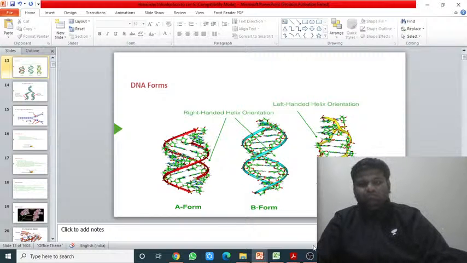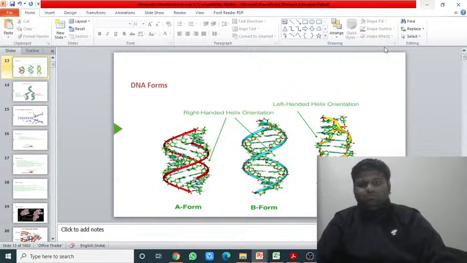And then there is right-handed helix orientation and left-handed helix orientation. So there are the A form and B form, which are in the right-handed helix orientation, and then there is the Z form, which is in the left-handed helix orientation.